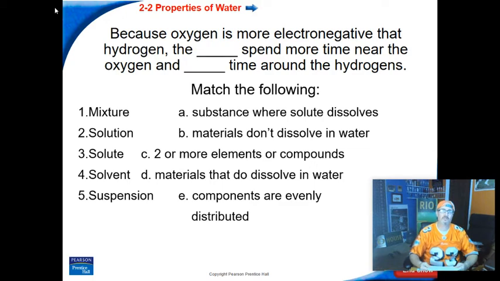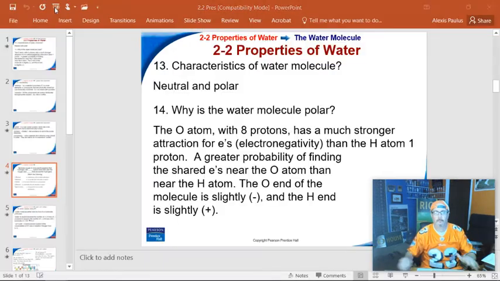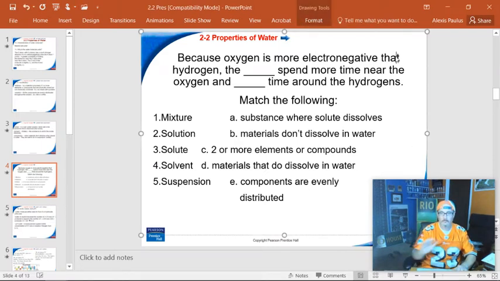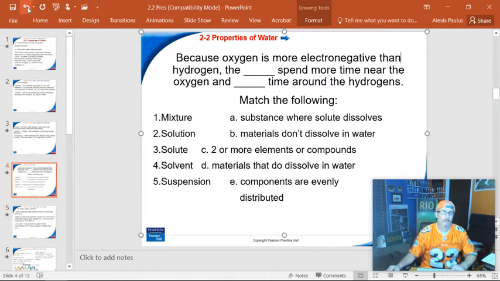Okay, because oxygen is more electronegative than, let me correct that right now. Gosh darn it. Sorry. Are you going to, oh, there we go. Okay, let me save it. And let's go back to presentation mode.